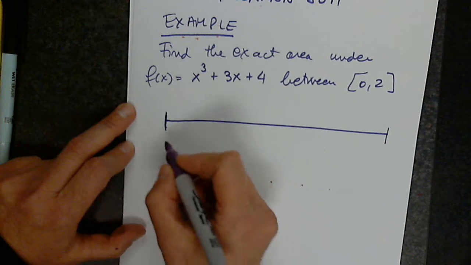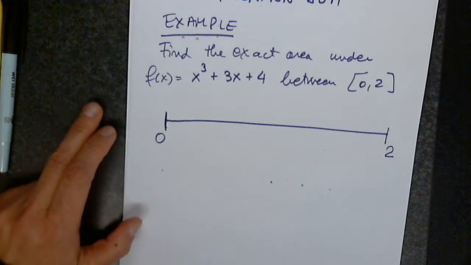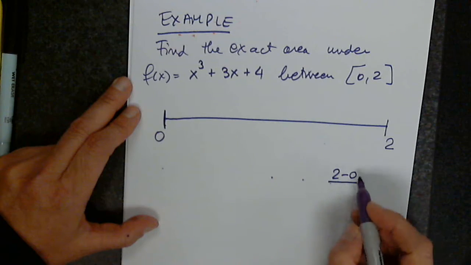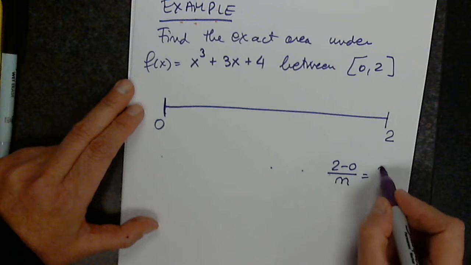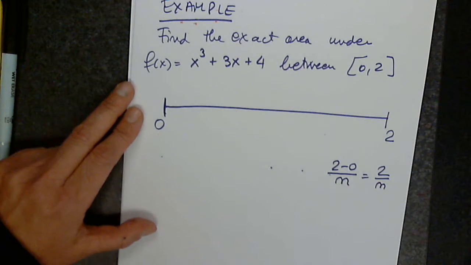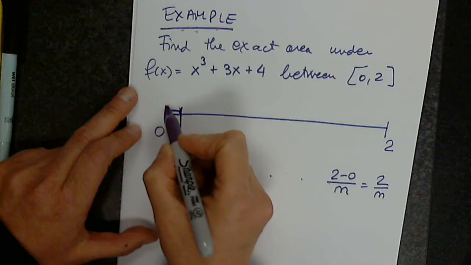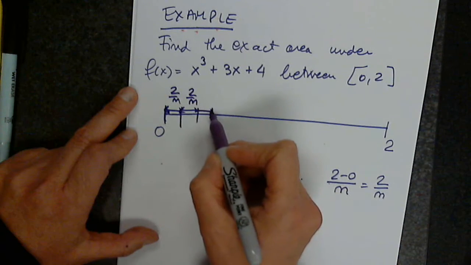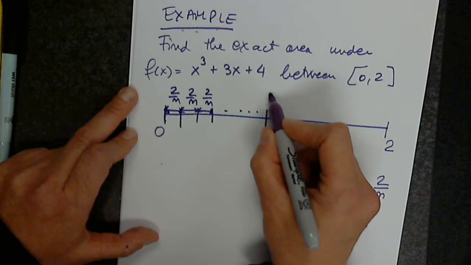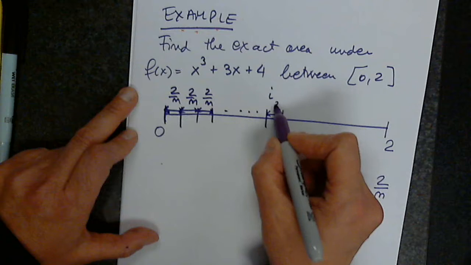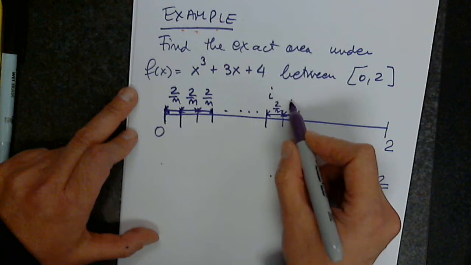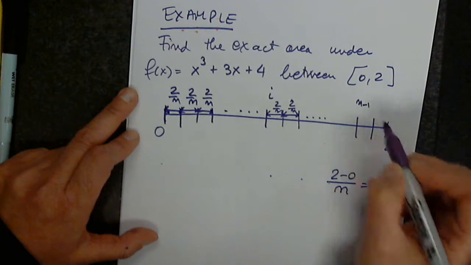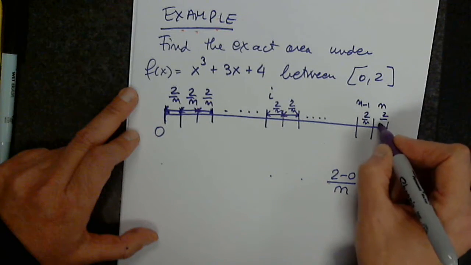Here's the interval. Here is 0, here is 2. I divide this interval, 2 minus 0, divided by n. So n subintervals. And n will go to infinity in the limit in a minute. So this first subinterval has the width 2 over n. The next subinterval has the width 2 over n. The next subinterval 2 over n. The ith interval has the width 2 over n. The i plus first subinterval has width 2 over n. Then I get here, this is n minus 1 has 2 over n, and this is the nth interval which has the width 2 over n.